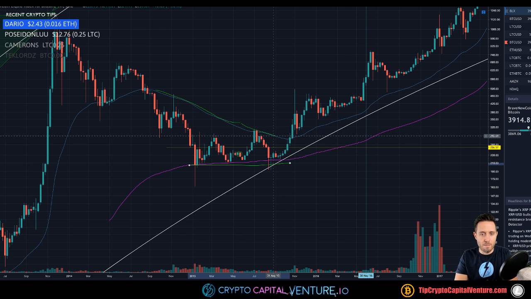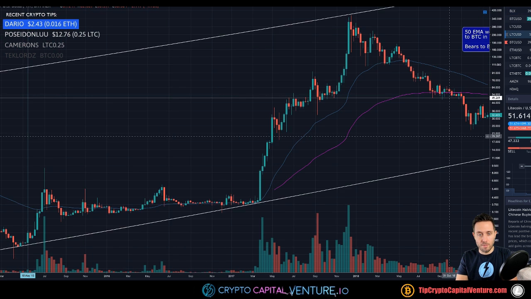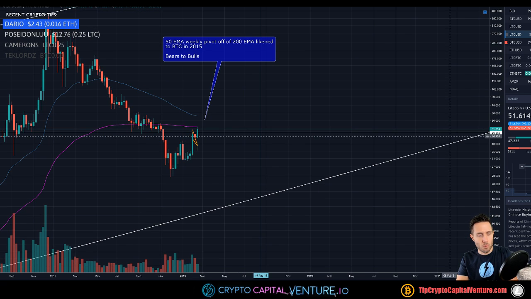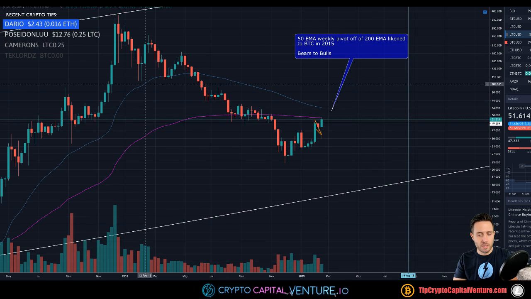Here's that pivot, the 50 EMA shift, the bears to the bulls. Boom, right above the 200 EMA. It didn't even touch or cross, very bullish. That's what we're looking for right now in terms of Litecoin on the 50 EMA, 200 EMA weekly chart: the exchange of bear market to bull market. So again, it takes patience.